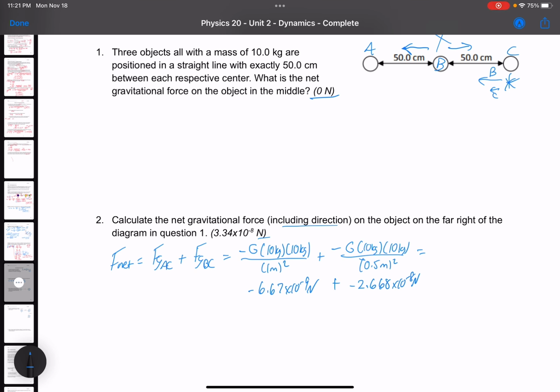And I just have to add these together now. And I got negative 3.335 times 10 to the negative 8 newtons. So going to three significant digits, I would have 3.34 times 10 to the negative 8 newtons, and that would be to the left because my answer came out to be negative.